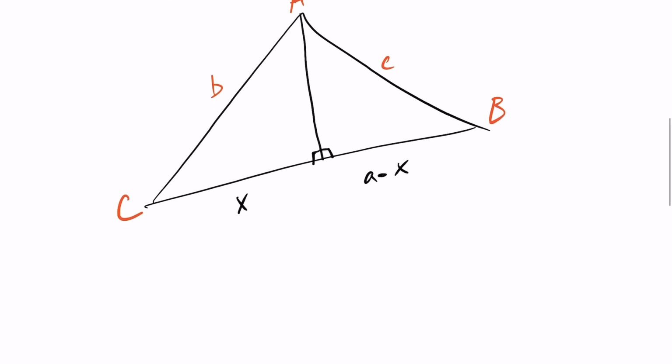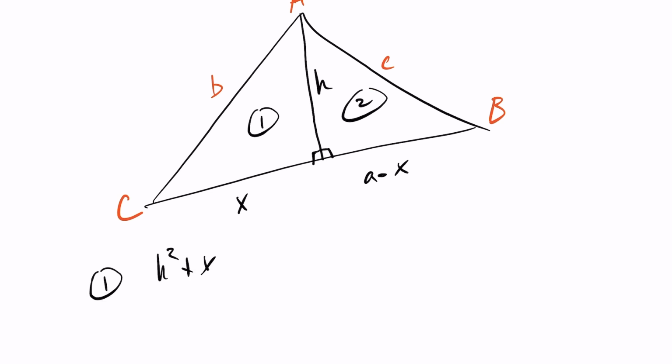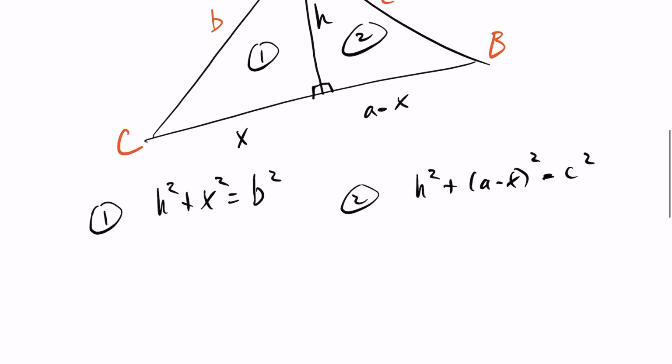So I'm going to do the Pythagorean theorem here. I'll label this with an h. Using the Pythagorean theorem, if we view this as two different triangles, the triangle on the left tells us that h squared plus x squared is b squared. And the triangle on the right tells us that h squared plus (a minus x) squared is c squared. So we know these two pieces of information.